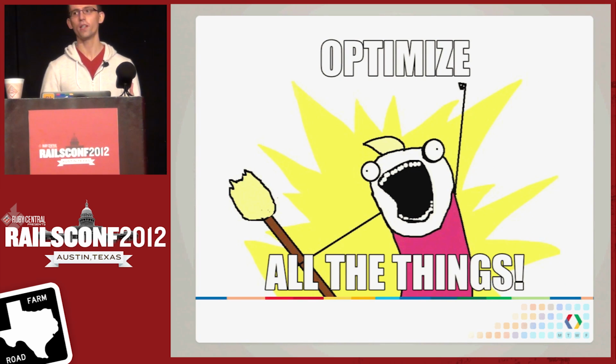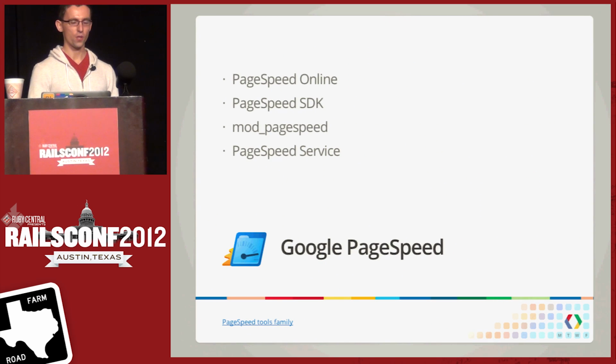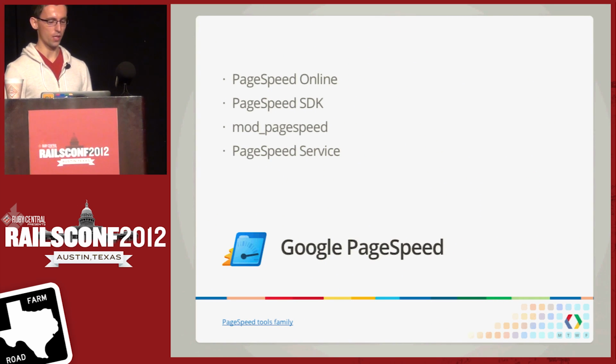So now, right, we've talked about what we're trying to measure. We talked about the tools. Now we need to actually get to the optimization part. So there's a lot of different tools out there. I'm going to talk about one family of tools that we've been working on, which is the Google PageSpeed family.